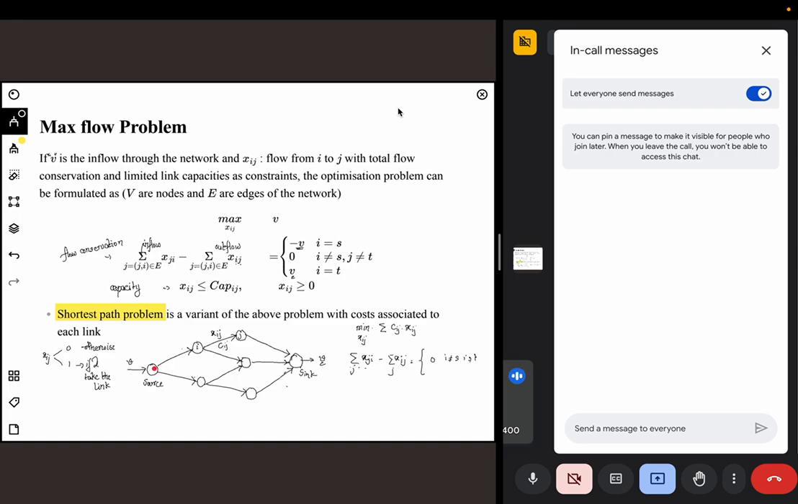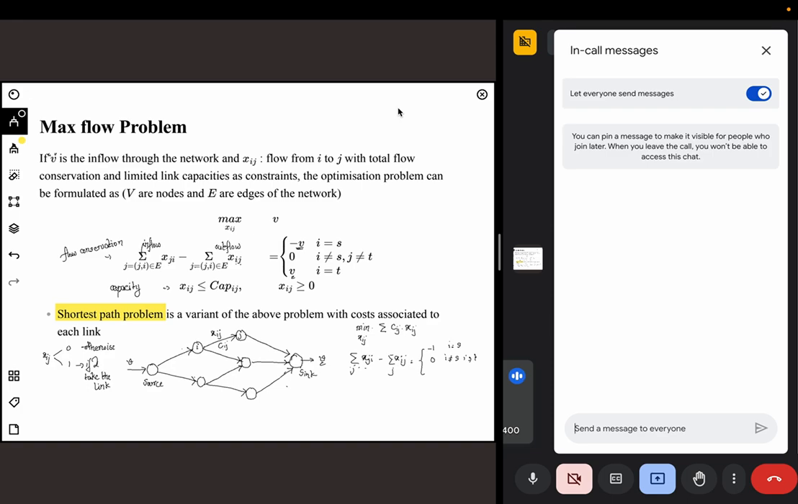If you take the source node, you don't have any incoming edges, so this will be 0. In the sum of all outgoing edges, at least one road you will be taking from the beginning. So on that particular road it will be 1 and everything else will be 0, so the summation will be 1. 0 minus 1 is minus 1. This is for I equal to s.